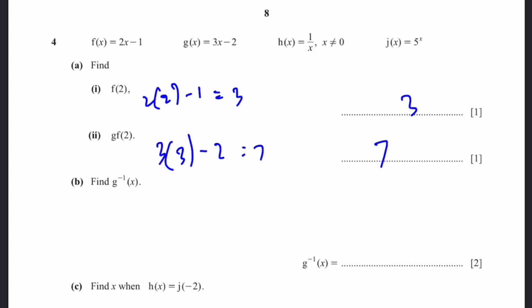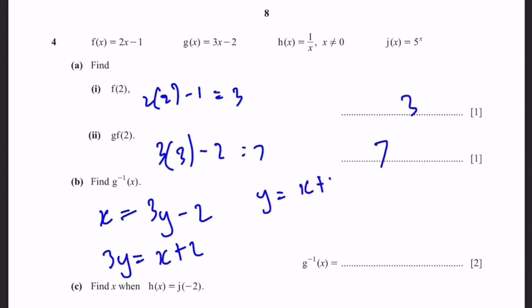B. Find g inverse of x. So what we do is we replace g inverse of x with x and x with y, and we make y the subject. Doing this, y is equal to x plus 2 by 3. That means g inverse of x will also be x plus 2 by 3.